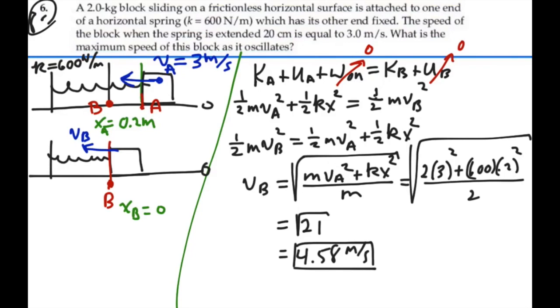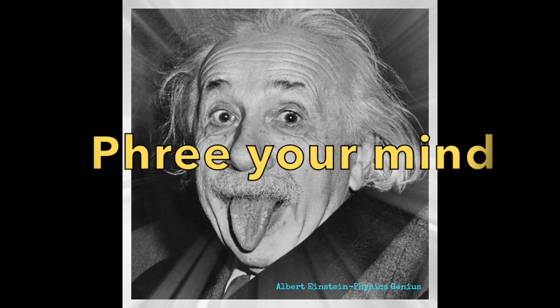meters per second. You could use calculus to set up your equation and then maximize the equation, and you would prove that your maximum value should occur when x is equal to 0. But our intuition is good enough. 4.58 meters per second.